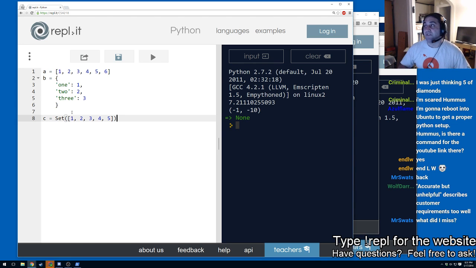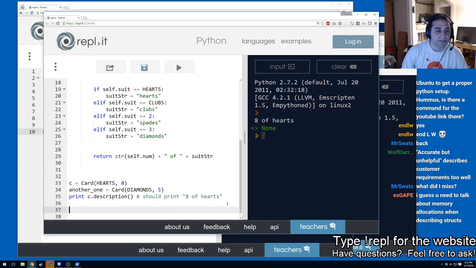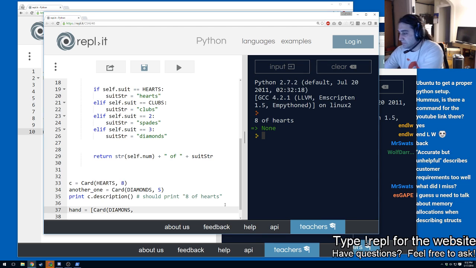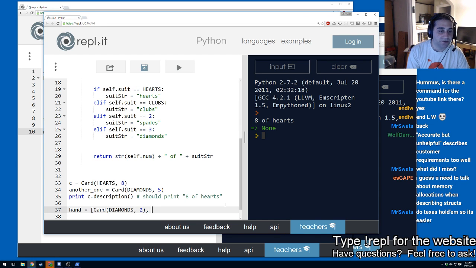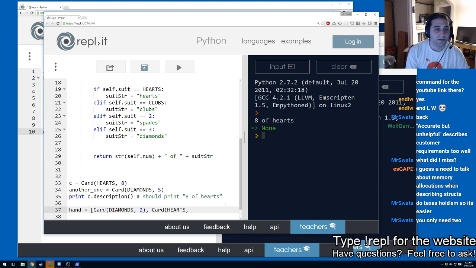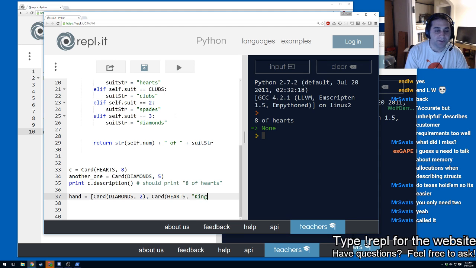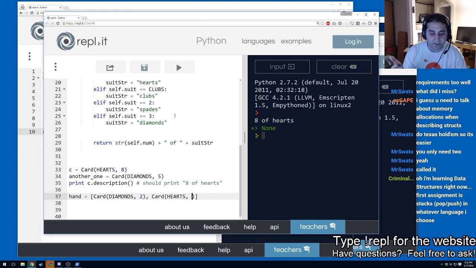If I have a collection of things, like a deck of cards, or if I had a poker hand, I could do my hand equals, well, let's do it in an actual card class. My hand is card, diamond, well, let's pick some cards here. Actually, we're going to do Texas Hold'em, because that way I only have to do 2 cards. So King of Hearts and 2 of Diamonds, right? So diamonds 2, and then card hearts, and then I'll just do king. I guess I should be correct. So 10, jack, queen, king. So king would be 13.